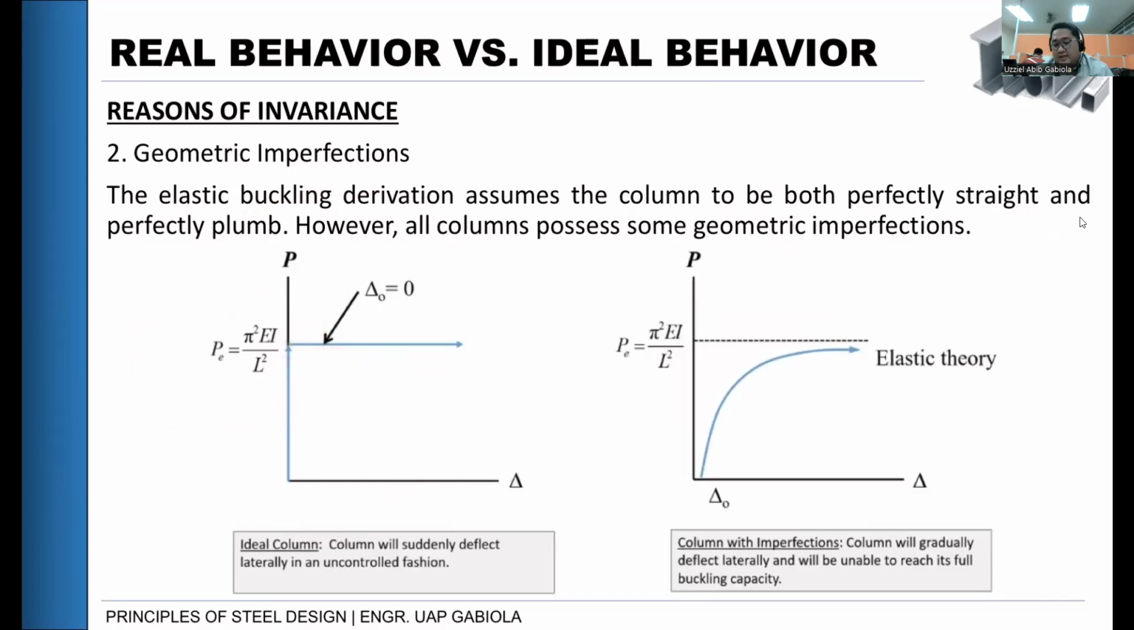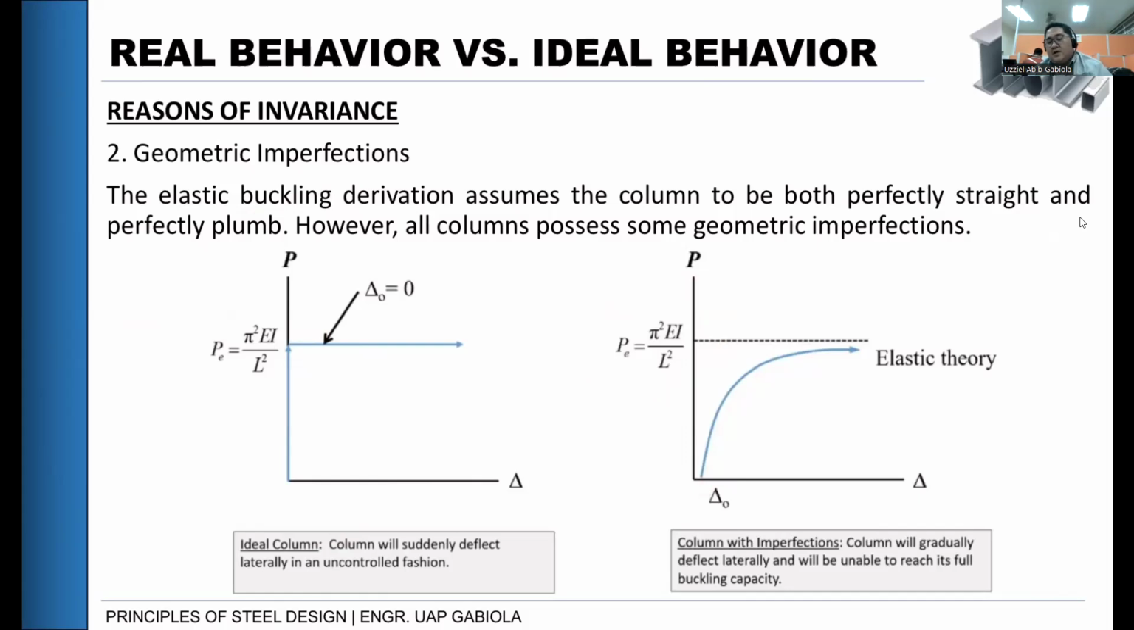Pero in reality, kapag may mga deformation siya, hindi pa natin na-attain yung mismong critical loading natin, meron na tayong deformation. So, yun naman yung effect niya para dun sa deformation natin. Okay? So, columns will gradually deflect laterally and will be unable to reach yung full buckling capacity natin.